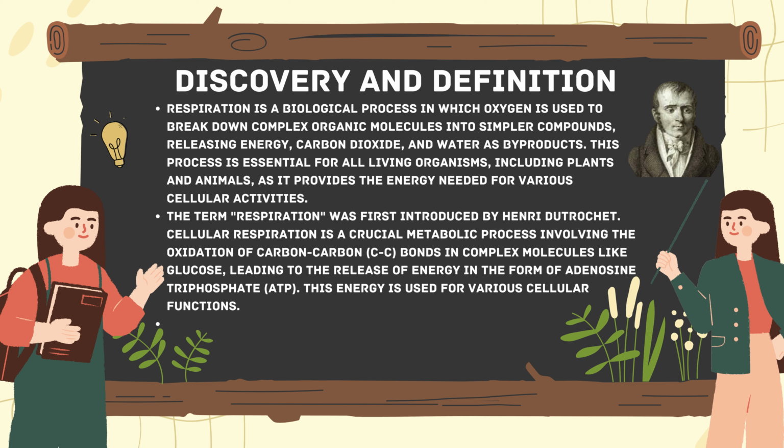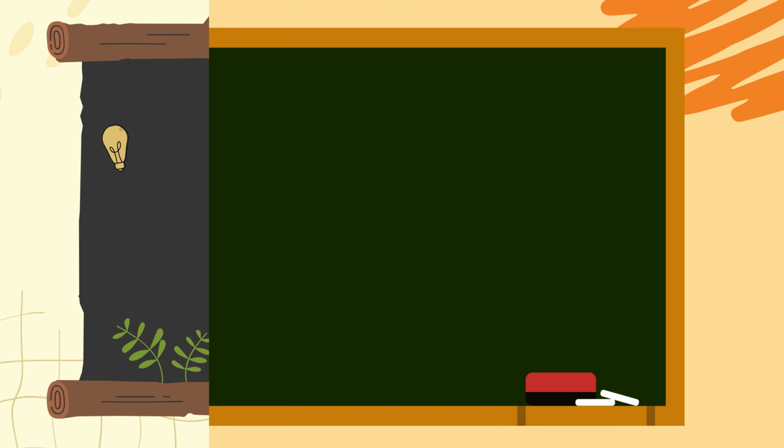Cellular respiration is a crucial metabolic process involving the oxidation of carbon-carbon (C-C) bonds in complex molecules like glucose, leading to the release of energy in the form of adenosine triphosphate (ATP). This energy is used for various cellular functions.